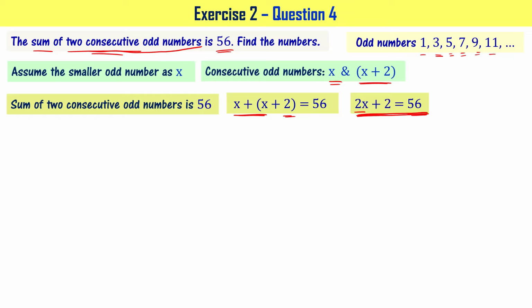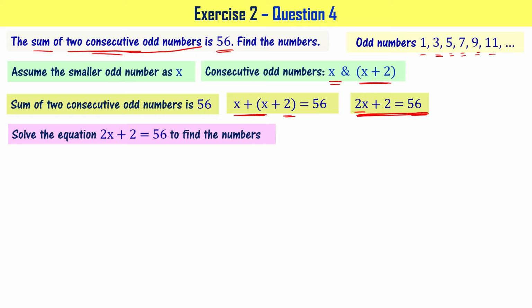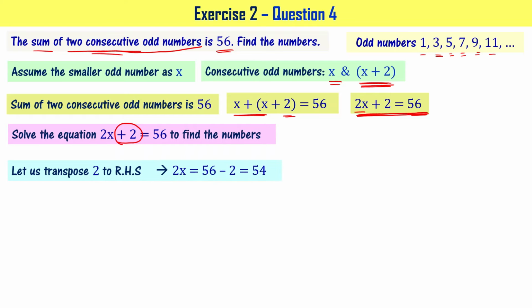It is a linear equation in one variable. We want to solve this equation such that we'll get the value of x. Once we know the value of x, you know even the value of x plus 2, the next odd number, right? Let me solve this by transposing plus 2 onto the other side. When I do that, I'll get 2x equal to 56 minus 2, that is equal to 54. Let me write that. 2x equal to 54 is the equation which is equivalent to this equation but in simple form.